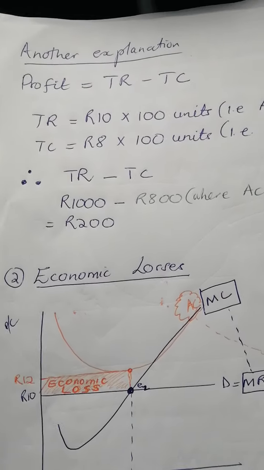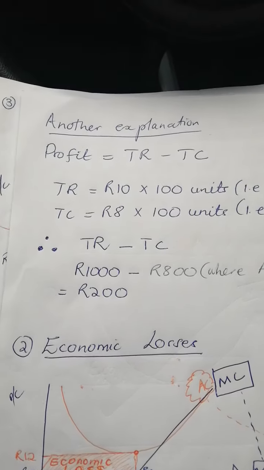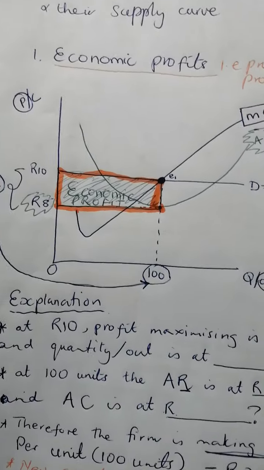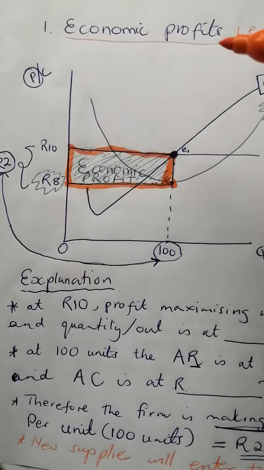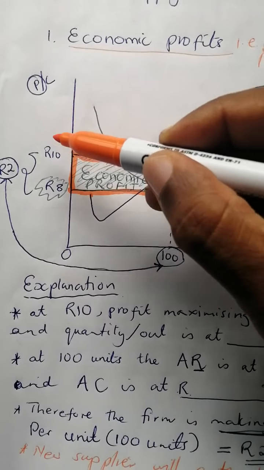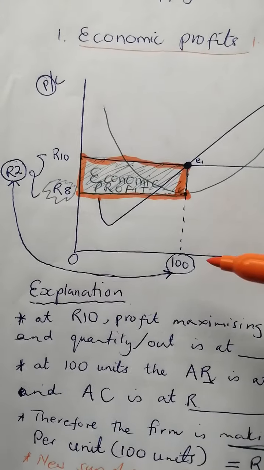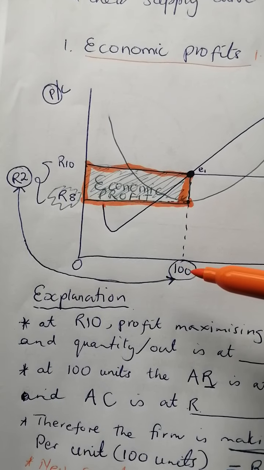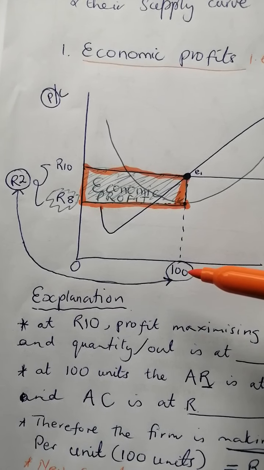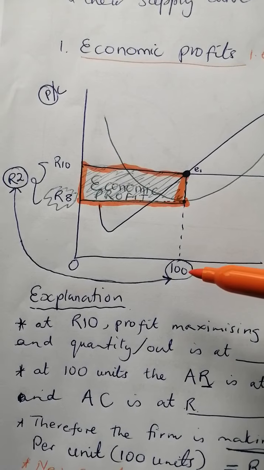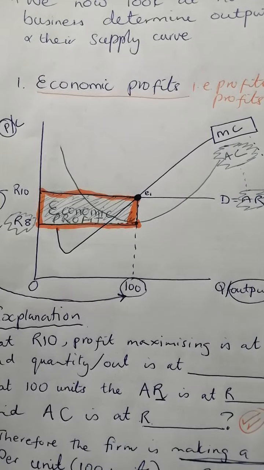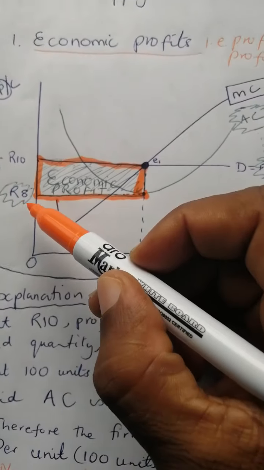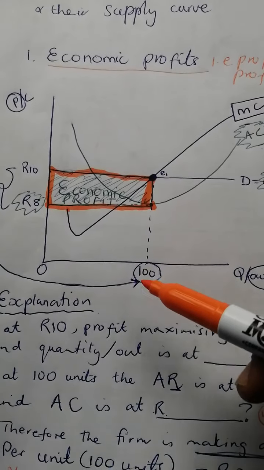Now the first method, remember we have two methods here. The first method will show us whether we are making a profit or a loss. The company is selling this product at 10 rand. How many products? 100. So basically we are making a total revenue of 1,000. And then what is our average cost? That is, what are we spending per unit? We are spending 8 rand per unit. For how many units? 100 units.